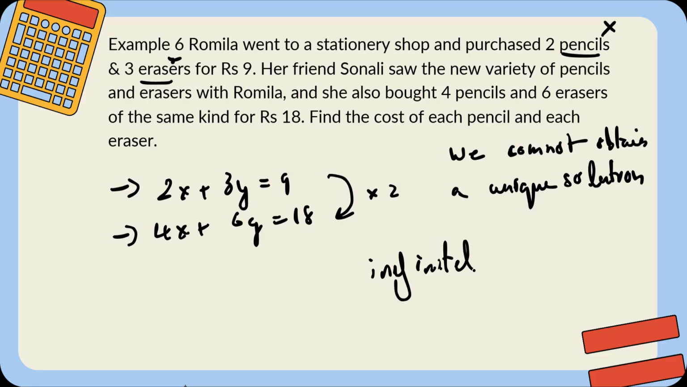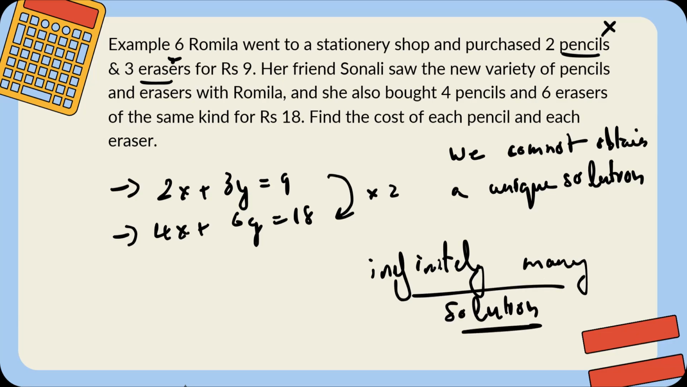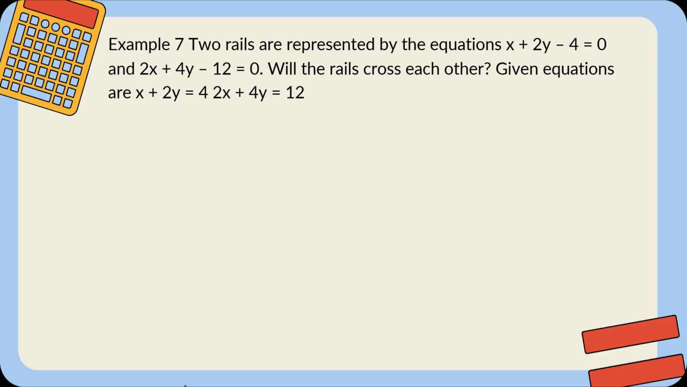That is the problem here, right? We'll get infinitely many solutions, because the first equation is the basic equation and you're getting a multiple of it as the second equation. Multiply by 2, you're getting the second equation. So we cannot obtain a unique solution. That's why there will be infinitely many solutions. That is the answer.